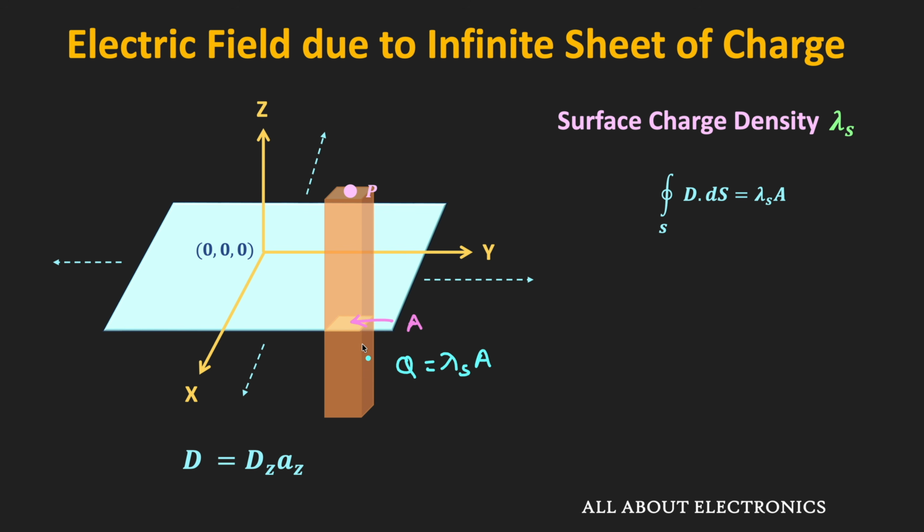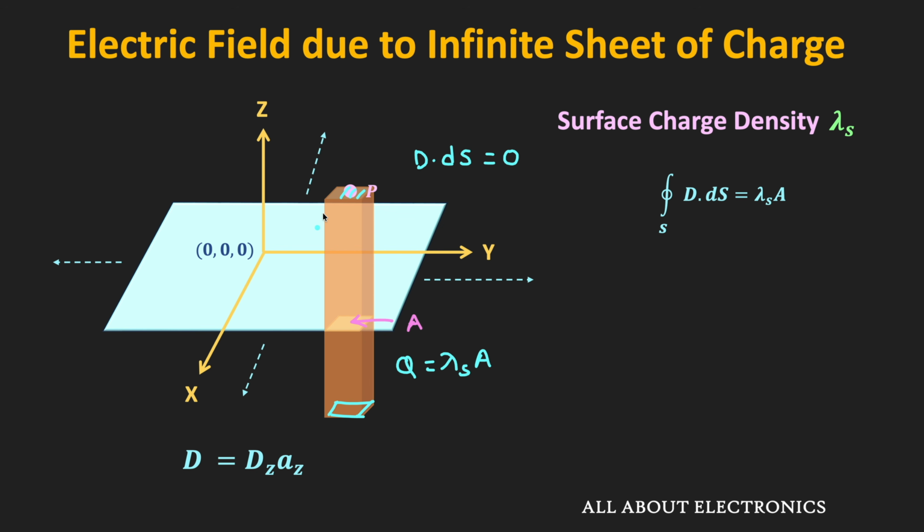So now, if you see this closed surface, then it has 6 surfaces. So out of the 6 surfaces, for 4 surfaces, this D field is tangential. And only for the top and the bottom surface, this D field is normal. That means for the remaining 4 surfaces, this D dot dS will become 0. And therefore, during this integration, we need to cover only the 2 surfaces.